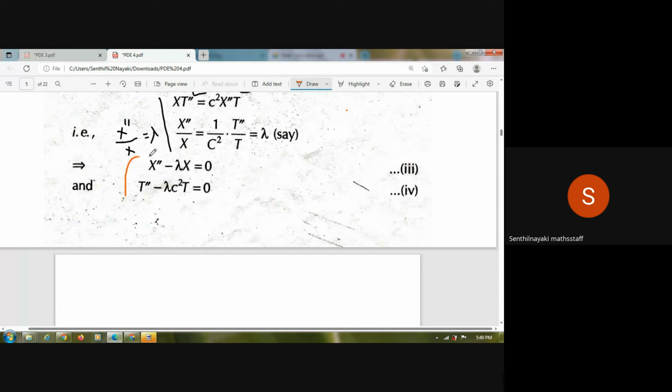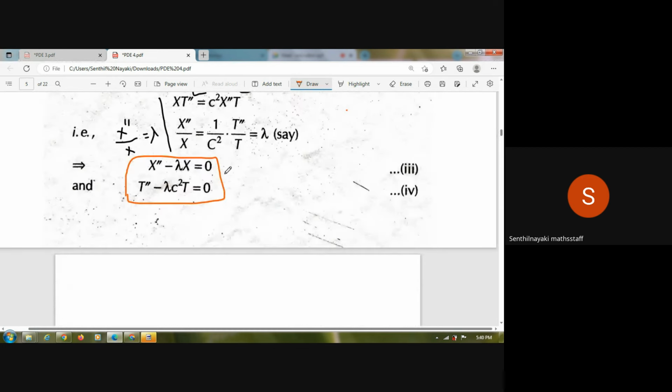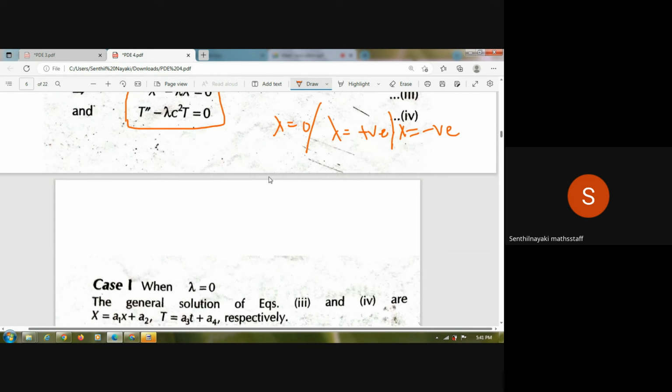Now we have two equations in X and T, equations 3 and 4. We have to find the solution for different values of lambda. Here lambda is an arbitrary constant, so the value of lambda is either equal to 0, positive, or negative. So we have to discuss these three cases in the coming solution procedure. Let us assume that lambda equals 0 in the first case.